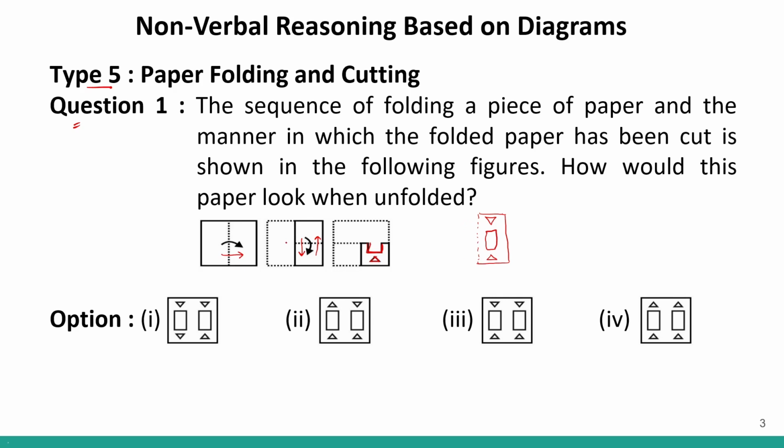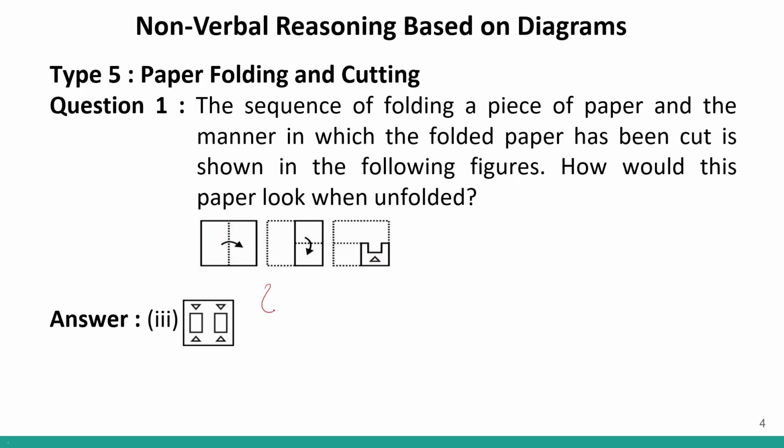Then we will open the paper like this. So when we open the paper like this, again the incisions will be inverted. So if I open my paper, I'll get this as it is. This will be here and this will be here. This is how my incisions will look like. So this is given in option number 3. So option number 3 will be your correct answer. Okay. So this is paper folding and cutting. Here you can see the solution.